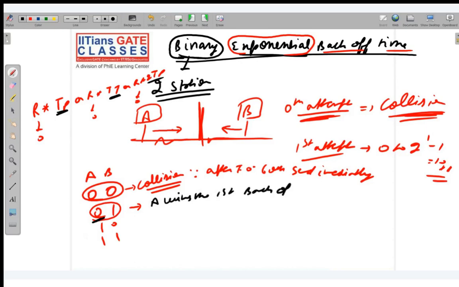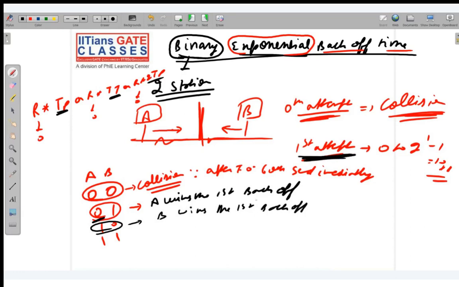Are you getting it? A wins the first back off, because A will send the data and we have to wait. Since we have to wait, obviously A wins the first back off. Next, A1 B0, what will you say? B wins the first back off. Why are we calling it the first back off? Because it is the first attempt.